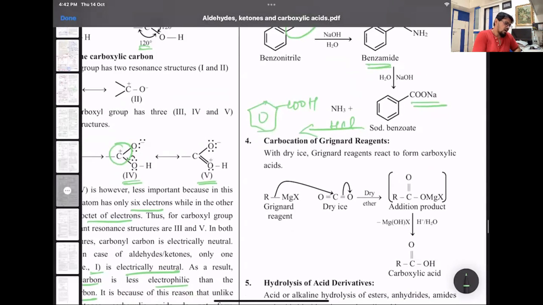Fourth method, carbonation of Grignard's reagent. It should not be carbocation, it should be carbonation. Carbonation of Grignard's reagent is adding Grignard's reagent to solid carbon dioxide or dry ice. Okay, so dry ice or solid CO2, where Grignard will form a complex which will give its acids. So all you do is where the R is there, you will add COOH. That's it. That's carbonation of Grignard's reagent.